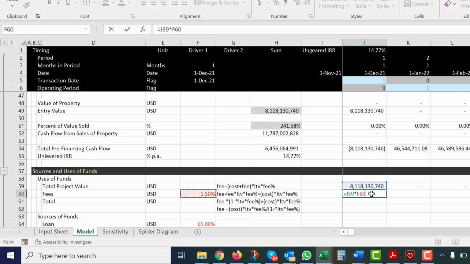fee percent times the loan to value, because it's on the loan to value, and then we divide it by 1 minus this times that, and we get a number. Okay, and let's see if it works. We'll take this plus that, which is the total cost.